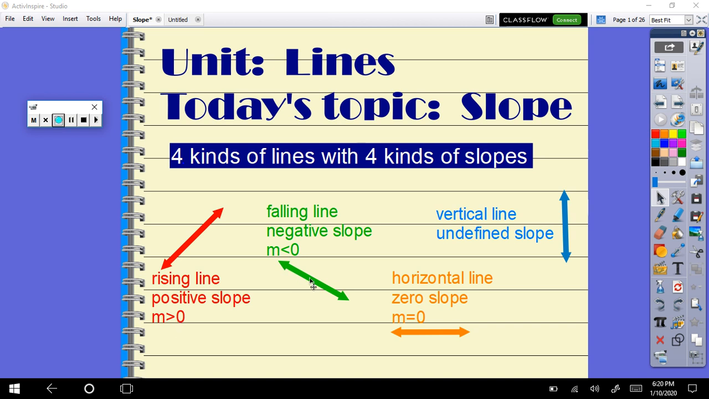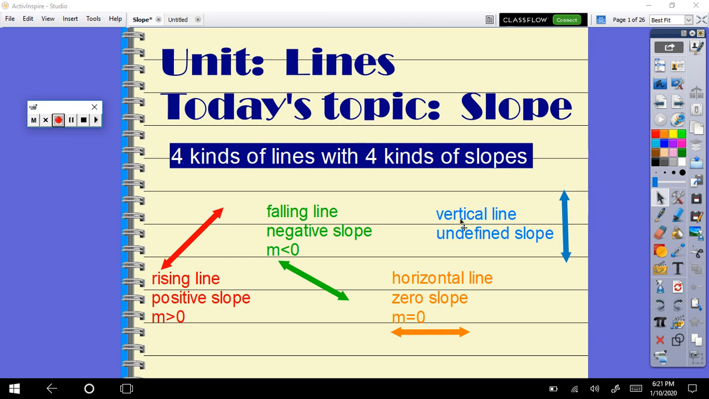Now my green line falls as you read from left to right. So falling lines have negative slopes. So to say that M is negative, you write M is less than 0. Horizontal lines run left to right like the horizon does. Horizontal lines are flat lines. They have 0 slope. So to say that the slope is 0, you say M equals 0.